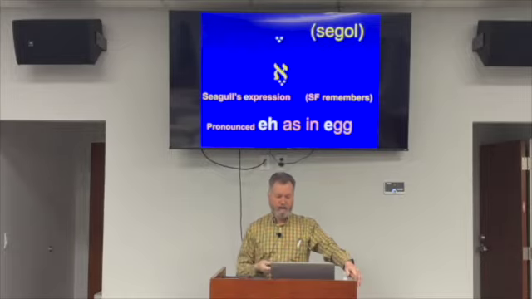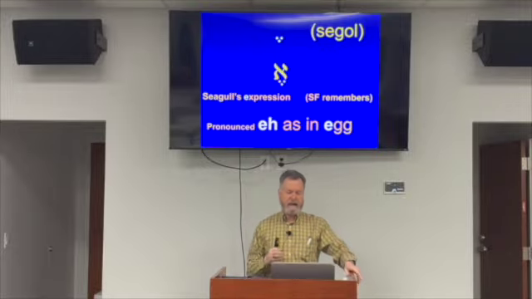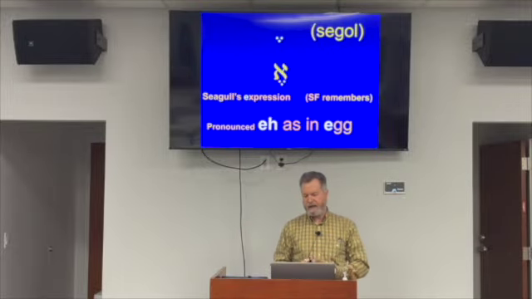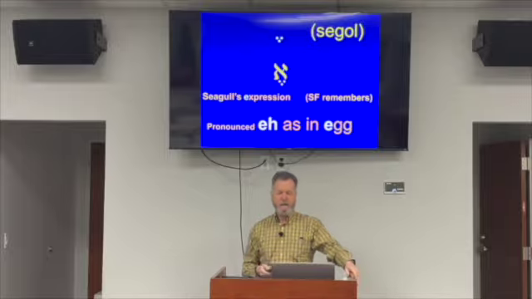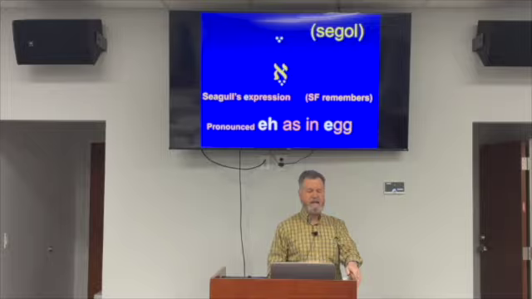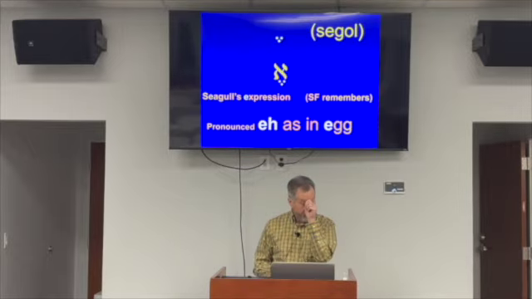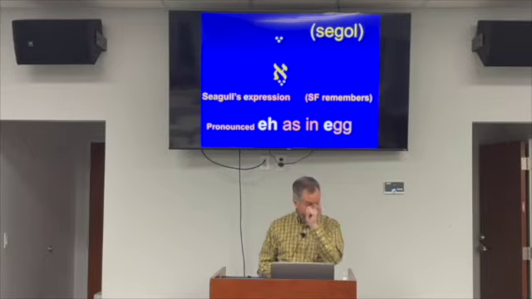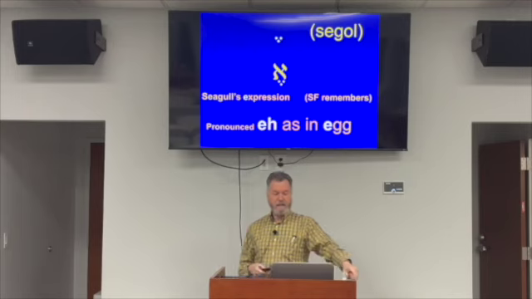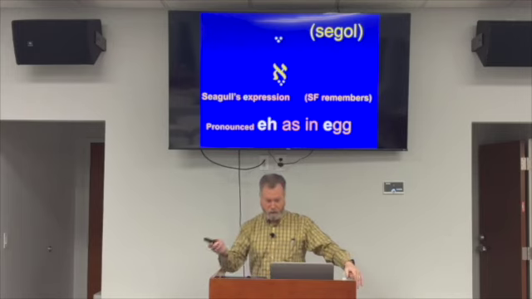And we have the segol, the three dots shaped like a triangle pointing downwards. It gives us the short E sound, like the E that we find in egg, eh. And one way that SF remembers it is it looks like a seagull's egg. Okay.